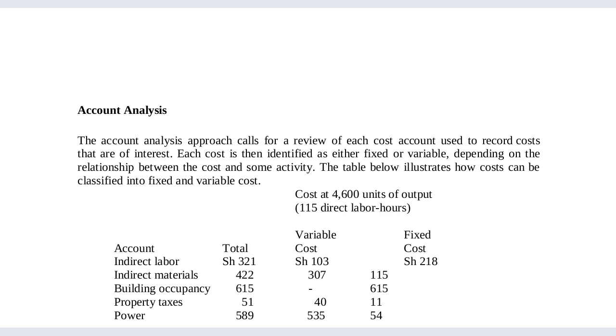So for example, we have an account. If you talk about indirect labor, the total was 321. They're classified into variable, which was 103, and fixed, which is 218. Direct material, the same, building occupancy. So your work is just to know which costs are fixed and which ones are variable.